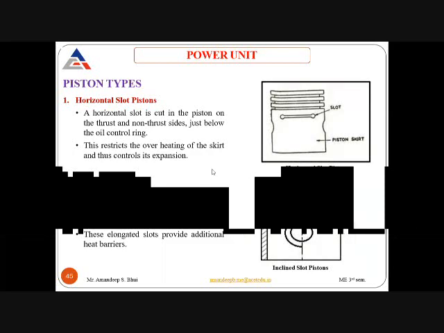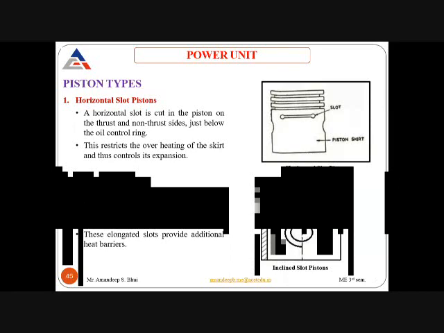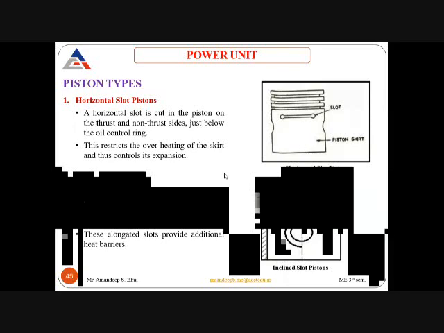In today's lecture in automobile engineering, the topic is power unit. And in the power unit, today's topic, we will be discussing the various types of pistons that are being used in industry in various vehicles.